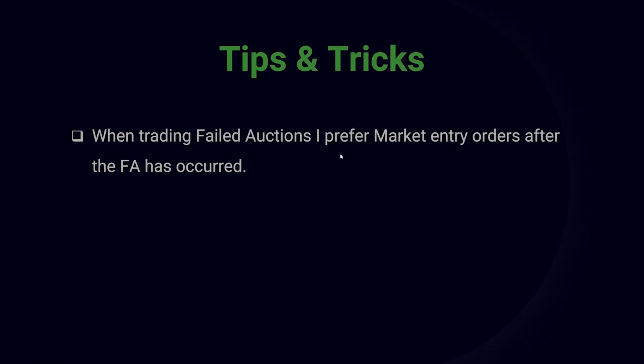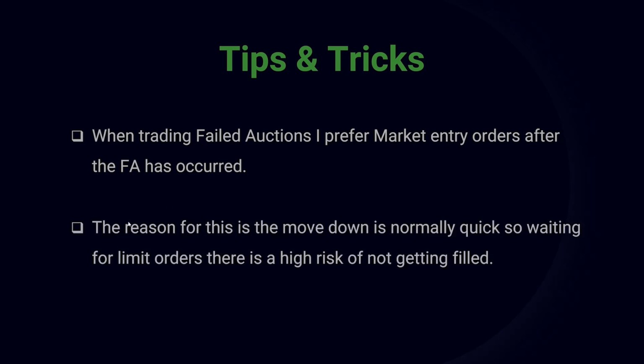When trading failed auctions, I prefer market entry orders after the failed auction has occurred. The reason for this is the move down is normally quick, so if I wait for limit orders, there is a high risk of not getting filled. Once I've seen that failed auction, once we've got back into the range and I've confirmed the failed auction entry trigger and the invalidation stop loss, I'm going to just enter at market. I'm not going to place a limit order, because there's a high likelihood that price is going to move relatively quickly, and if I'm sat there waiting for a limit order, I'm going to miss the entry. I'd prefer to pay the price of doing business, get in, and secure that trade.